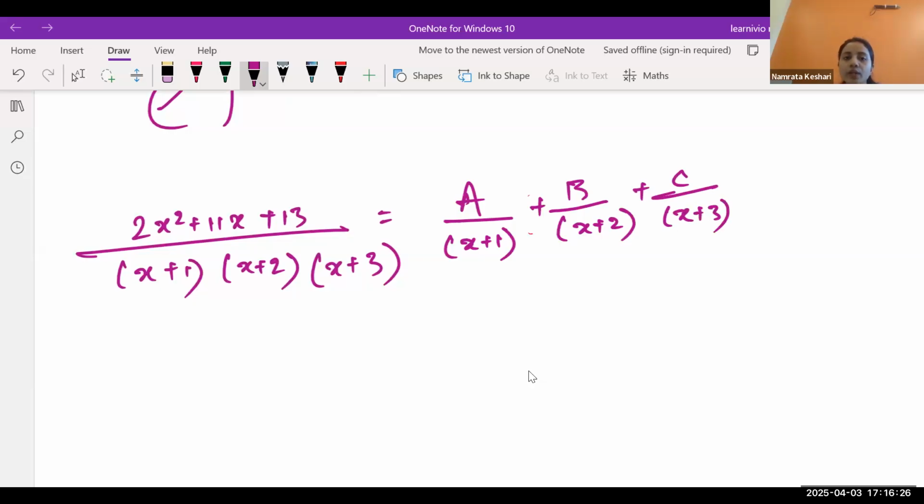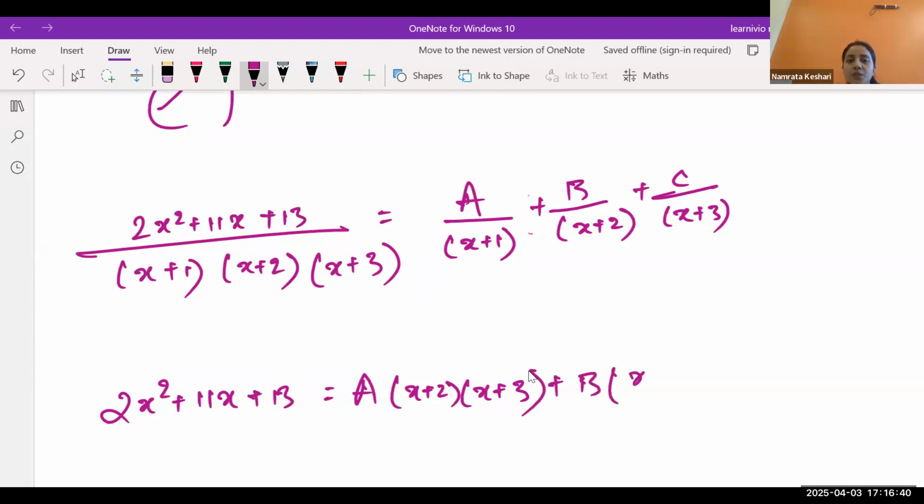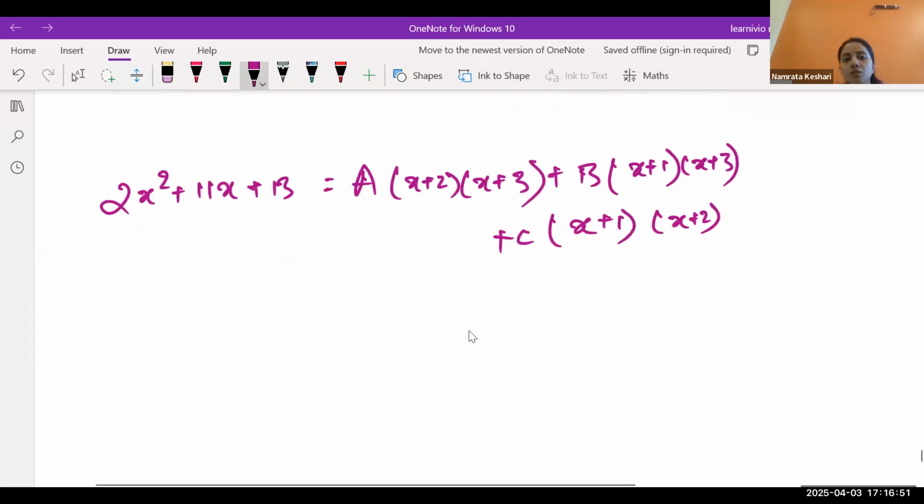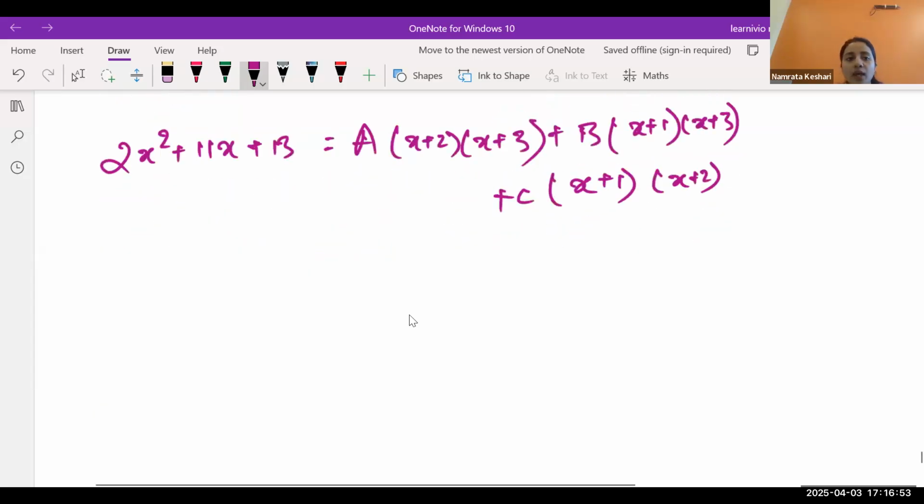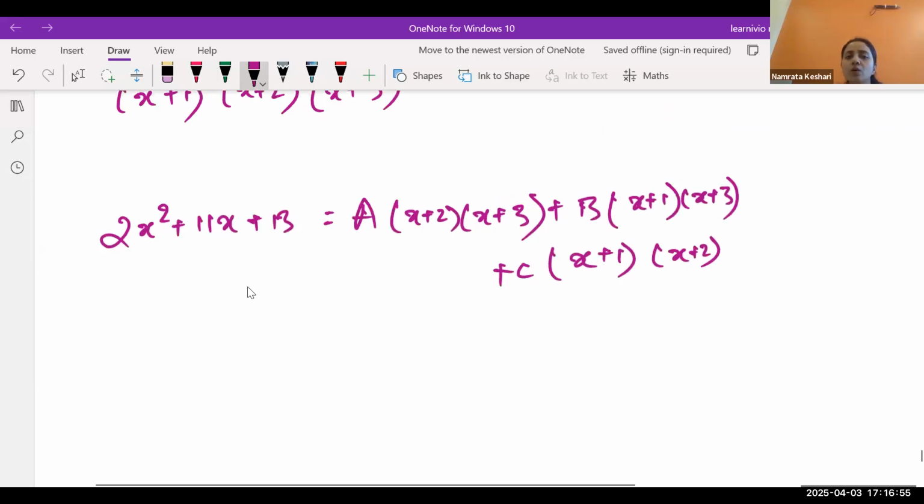Yes, ma'am. Okay, now both the denominators will vanish and we'll have 2x² + 11x + 13 on the left, and here we'll have A multiplied with (x + 2)(x + 3), then B multiplied with (x + 1)(x + 3), and then C multiplied with (x + 1)(x + 2). Now I am going to compare the coefficients of x², x, and the constant on both sides.